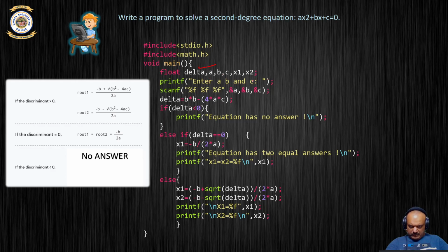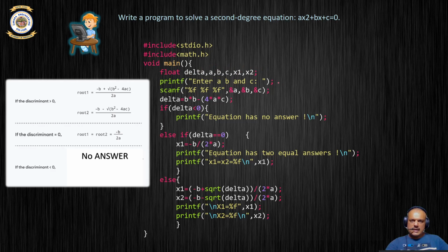Okay, I have the main function, then I have a variable to store my discriminant, that is delta. Then I have variables to store the values of a, b and c. Those are the coefficients of the equation. Then I have two more variables, x1 and x2, to store the roots of this equation. So these three are to store the equation, and these two are to store the roots of the equation.